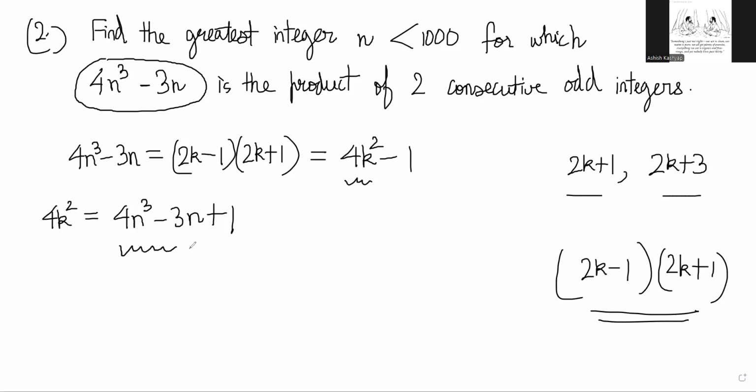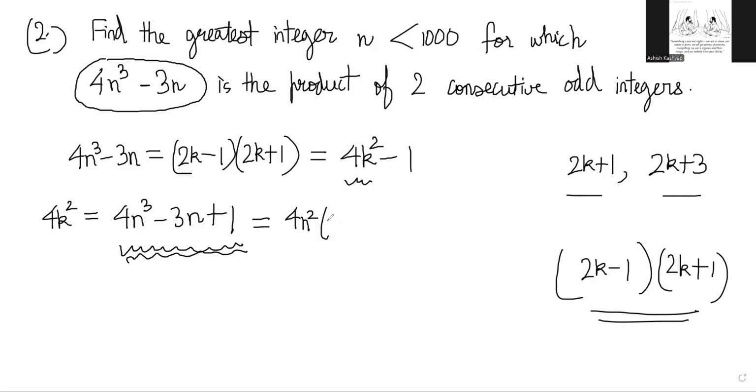Here, I can think about factorizing this, because if it is a cubic, you should always think whether you can actually factorize the cubic or not. So if you look at it, n equal to minus 1 is a root of this cubic polynomial. Think about it: 4 into minus 1, you get minus 4, plus 3, plus 1. So that is clearly a root. That means n plus 1 is a factor.